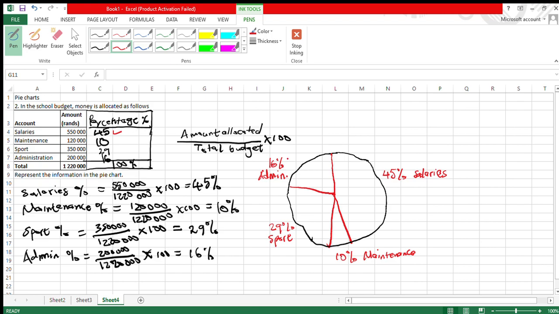Okay, this is how we represent the information in the form of a pie chart. I think our example will end at this point, so stay tuned. In my next video I'll be discussing histograms and bar graphs, so stay tuned for that part of data handling.